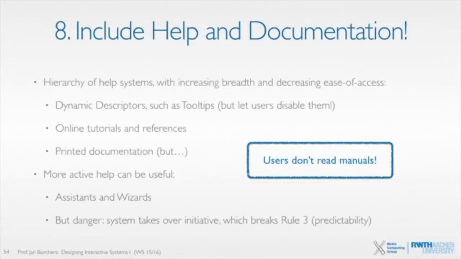OK, moving on. Including help and documentation. Obviously, you want to include help in your system, but you need to provide a hierarchy of systems. Because on the one end, you have very quickly accessible help, like a tooltip that appears. You can get to it very quickly, but it can only show very little information. But it may already be enough to get through a dialogue. And on the other end, you have the printed manual, right, at the extreme end, that we like to say, you know, nobody ever reads manuals, but you still need to do them for that rare case when somebody actually wants to bring it up and learn it.